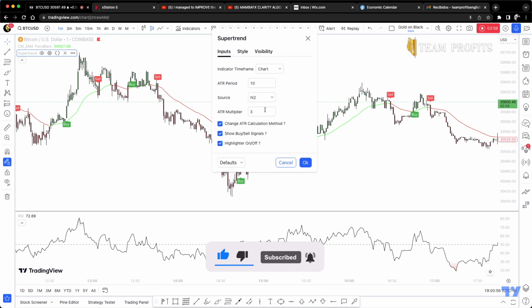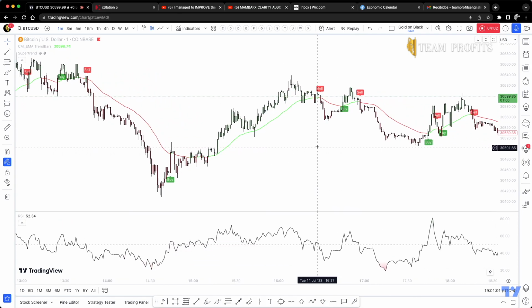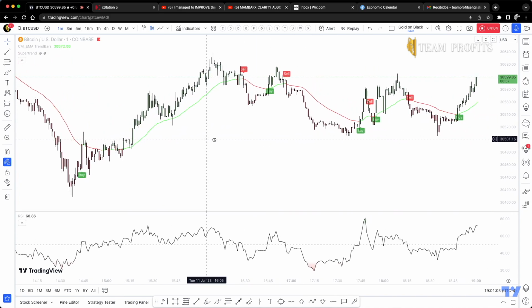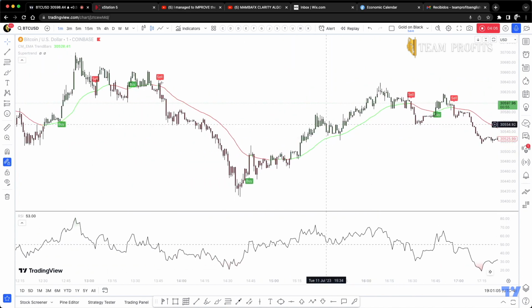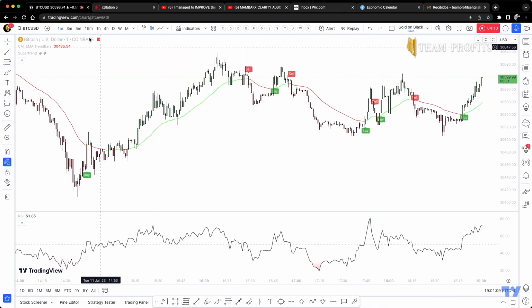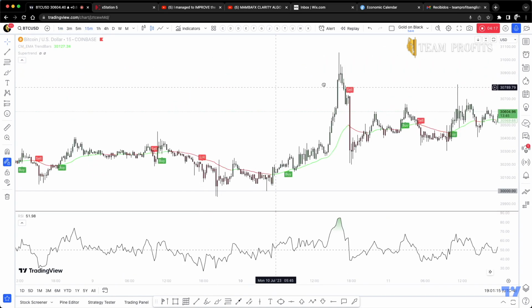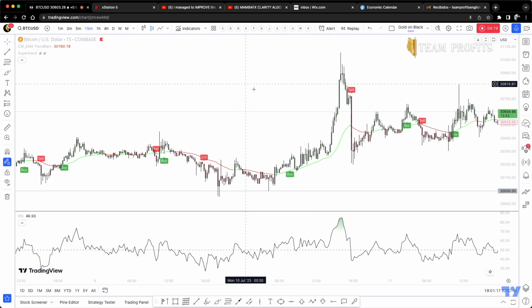I don't change anything else. I believe I have everything else the same. If I do change something, I will let you guys know. But you might want to play around with the settings just to see what's going to be the best. This is actually on the 1 minute. This is Bitcoin. Let me see what we can get in here. But it's ranging right now.